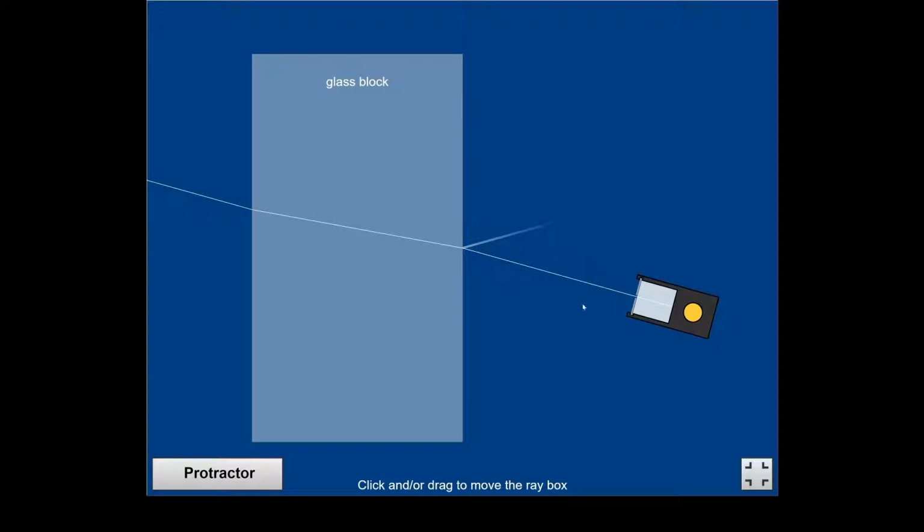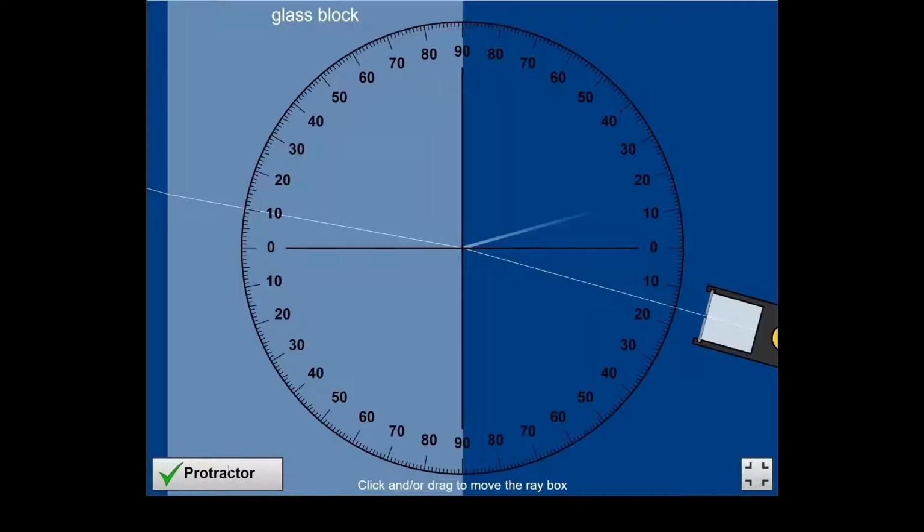Okay, so now what I'm going to do is set up the simulation so that I can actually take measurements. So I turn on the protractor, and as you can see, the protractor is looking at what's going on where the light hits the block. It isn't looking at what happens when the light comes out of the block over on the left-hand side here.